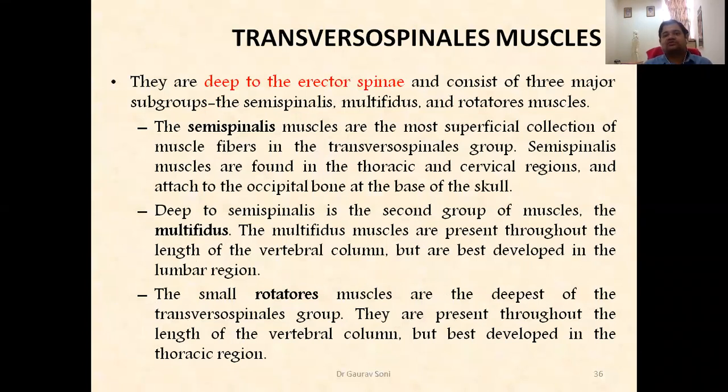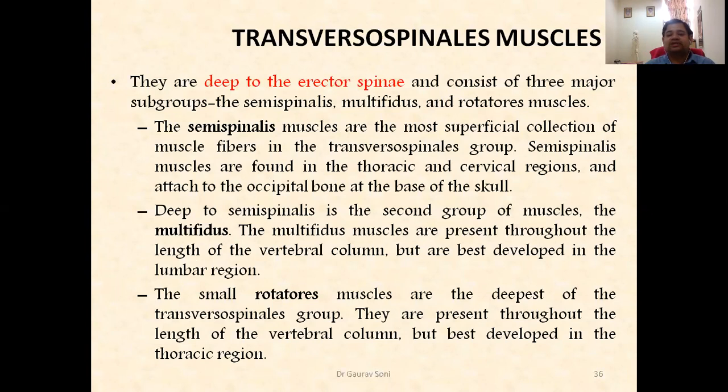The next group is the transversospinalis muscles. These are deep to the erector spinae muscles. They again are in three subgroups: semispinalis, multifidus, rotators. Semispinalis are the more superficial ones. They are found in the thoracic and cervical regions, attached to the occipital bone at the base.